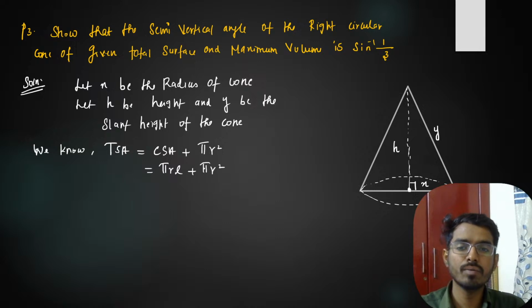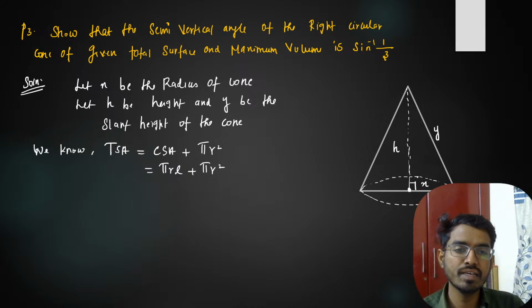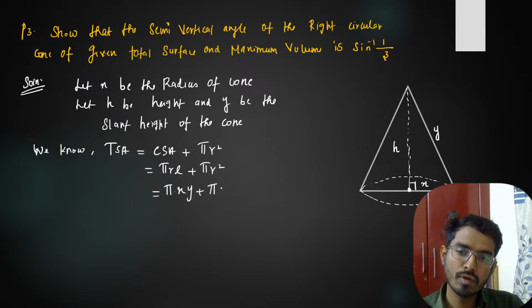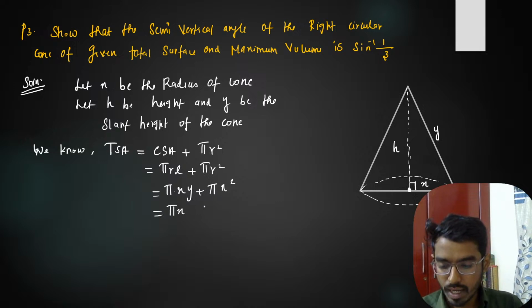See, these are additional level problems. Pi r into (l plus r), right? So pi r into (l plus r) is our TSA, that is CSA plus this lower circle. So in our case, our r is x, l is y. What is r square? x square. So let us keep this as it is: pi x square plus pi x y.